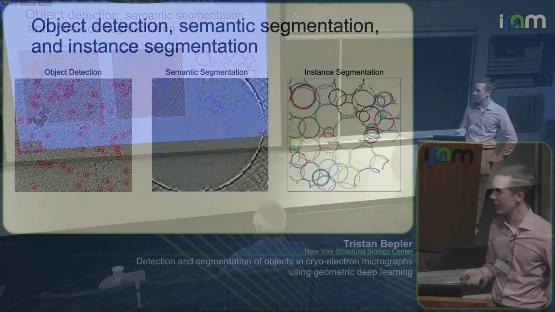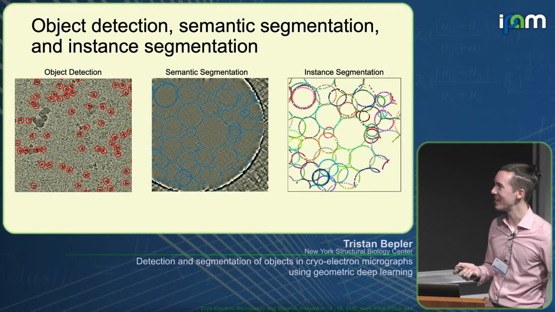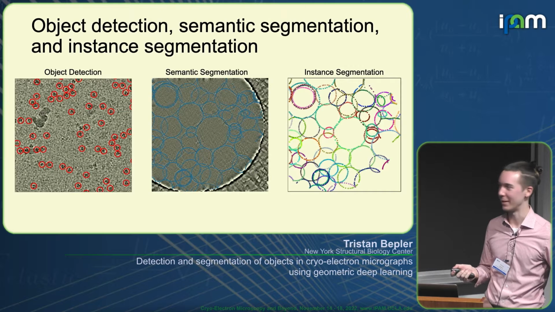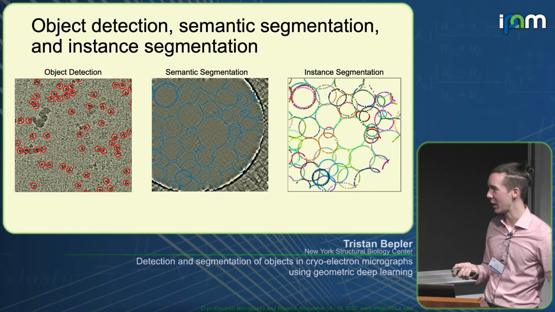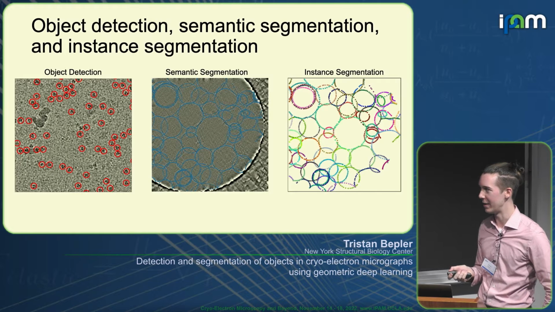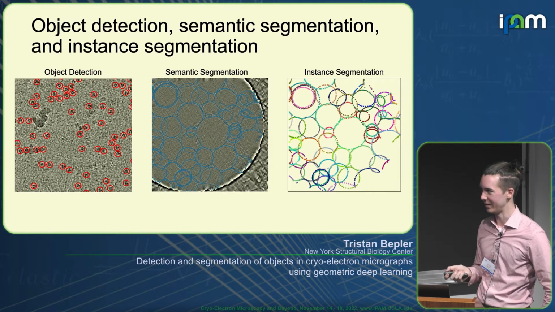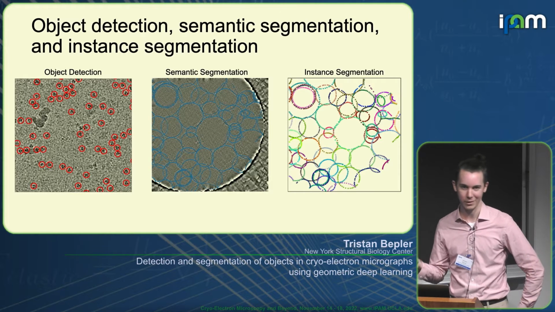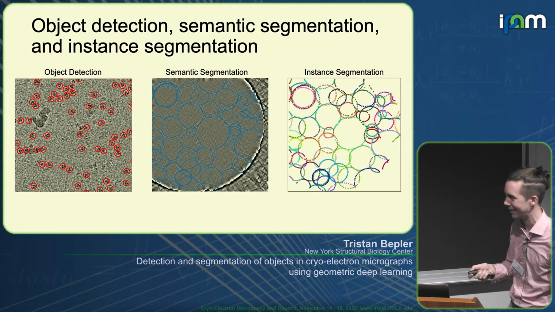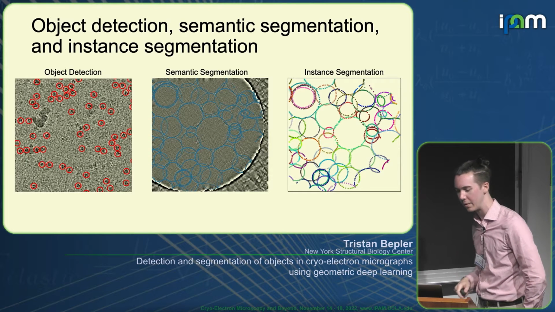So, okay, what are object detection, semantic segmentation, and instance segmentation? In a cryo-EM context, I would break this down as follows. Object detection is the problem of identifying one or many specific objects in an image, particle picking being the example of this for cryo-EM. In this problem, we have an input image, and we want to get out something like a bounding box or a coordinate of the centers of all of these individual, very discrete objects.